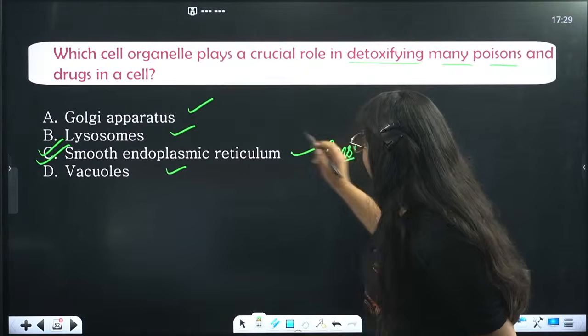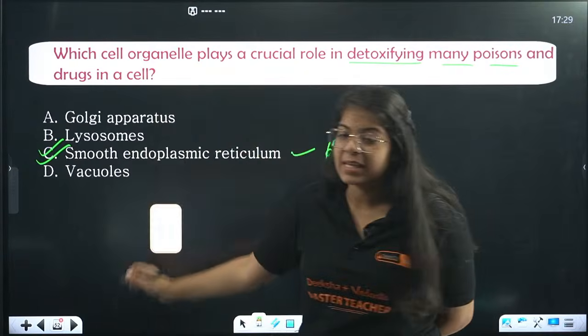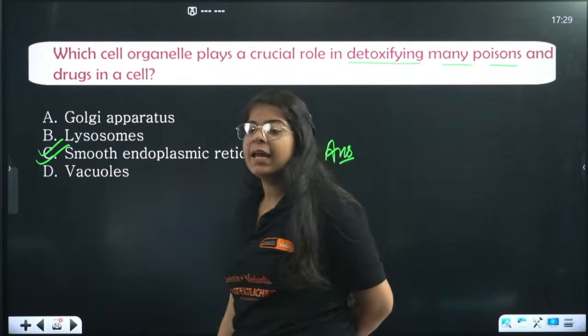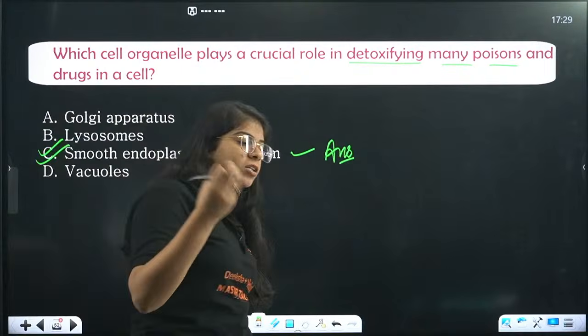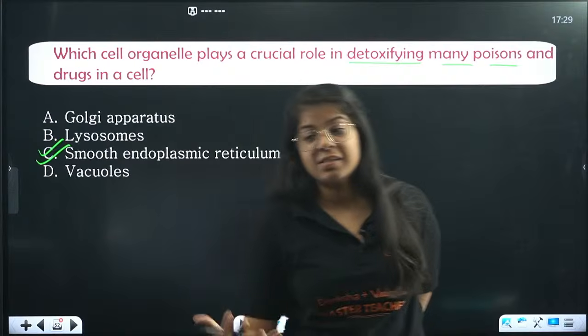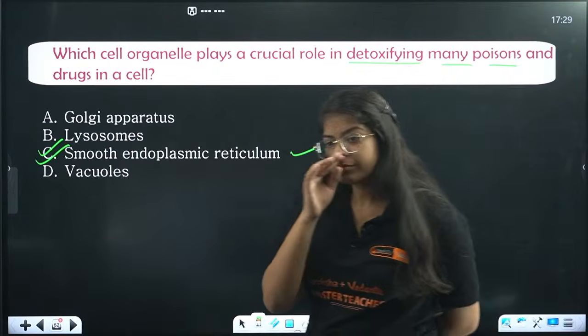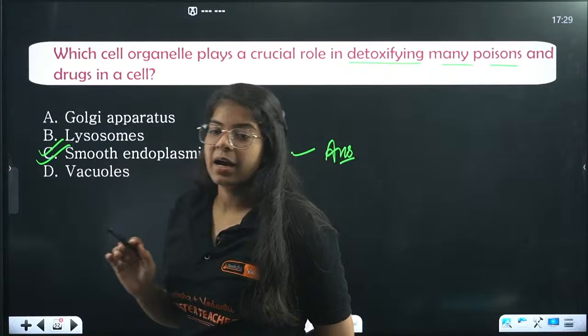Smooth endoplasmic reticulum, bacha, is the actual organelle that helps us detoxifying many drugs that might enter in our cell.